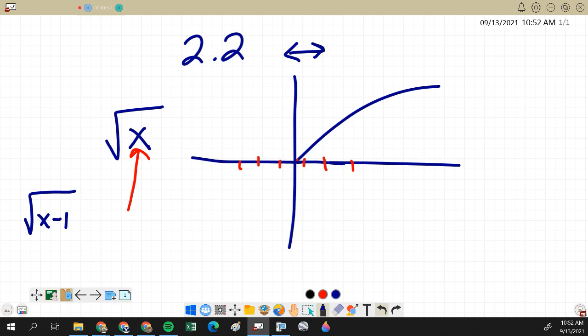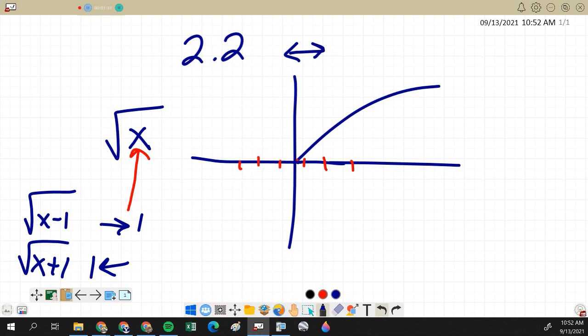It actually moves to the right, which is weird, but any transformation that happens on the x is going to move in the opposite way you would expect. So x minus 1 is actually going to go right 1, and the square root of x plus 1 is going to move left 1.